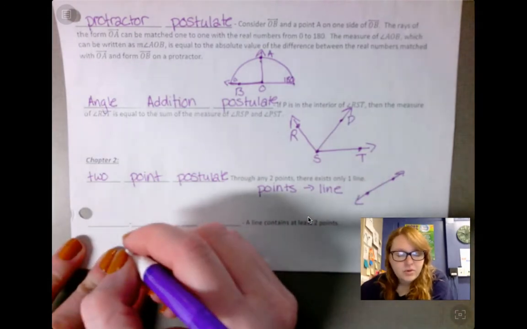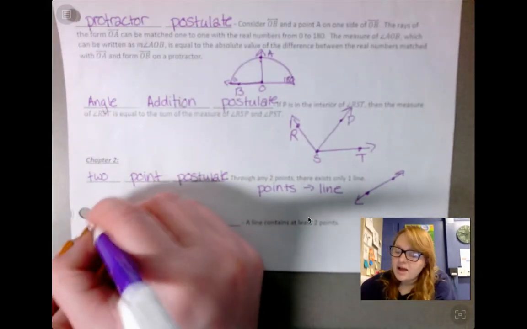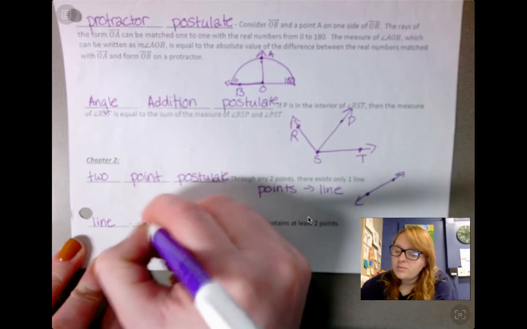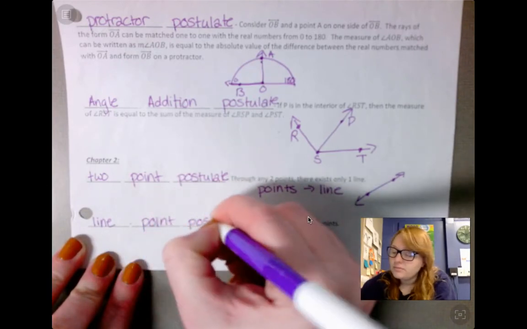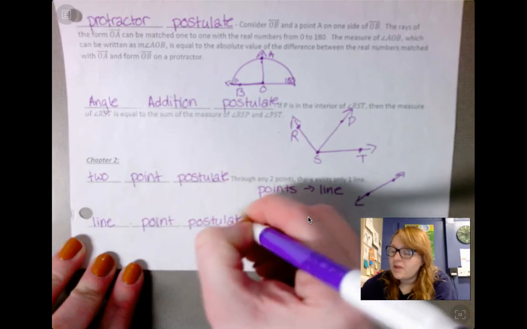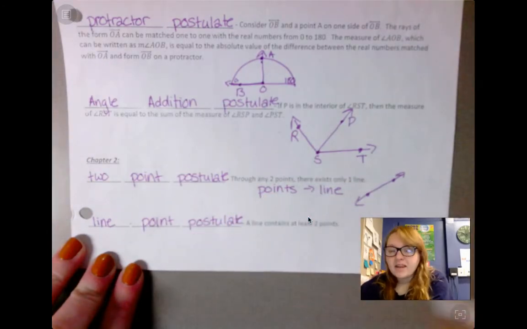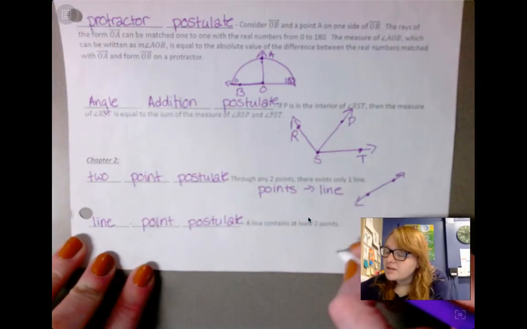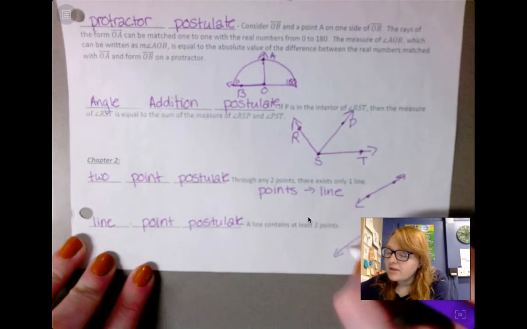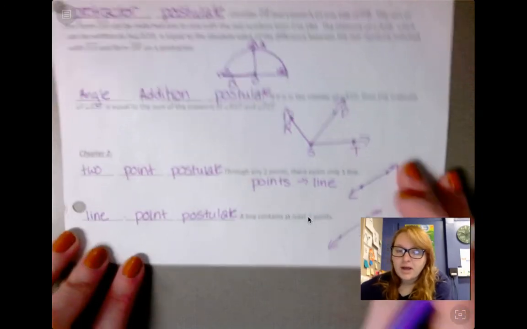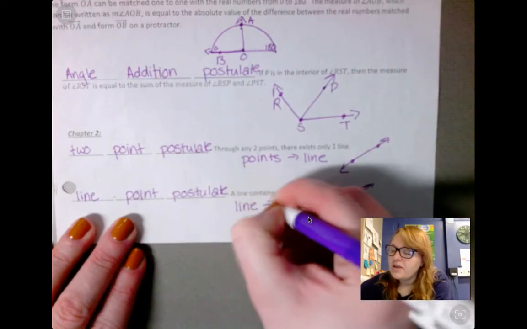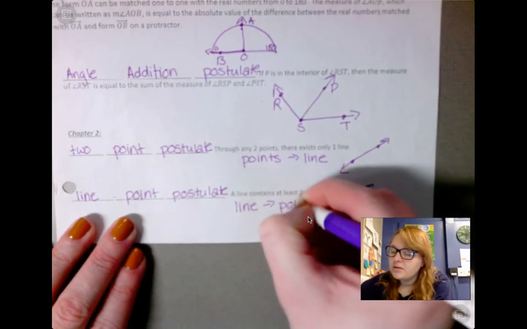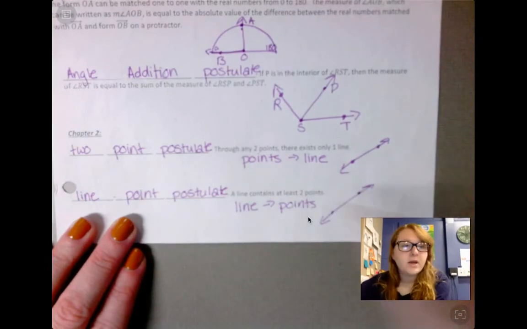Okay? The next one is the line point postulate. And that one says if you have a line, then it contains at least 2 points. So the diagram is going to look the same where you have a line with 2 points on it. But in this one, you start with a line, then you get the points. Okay?